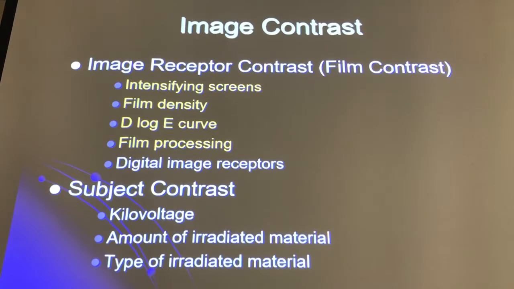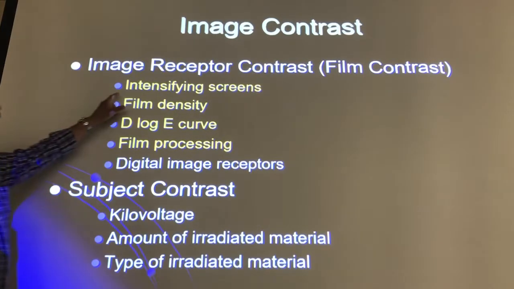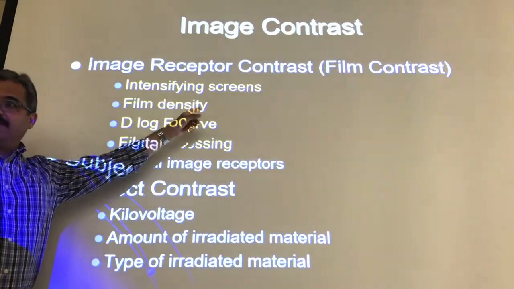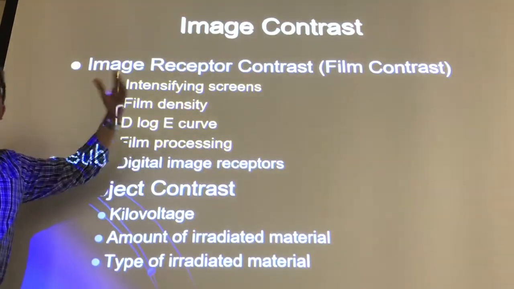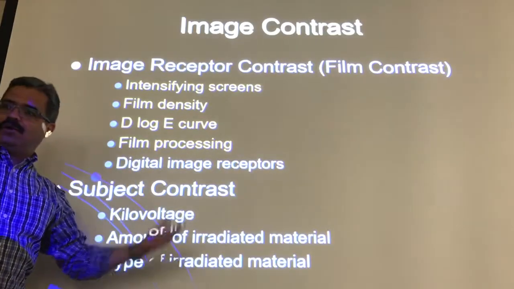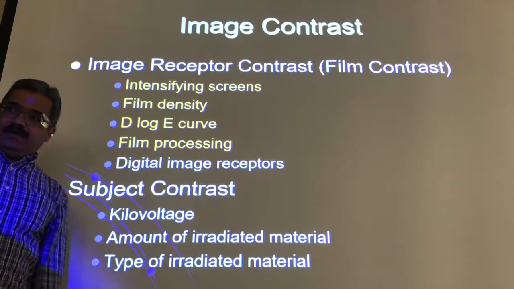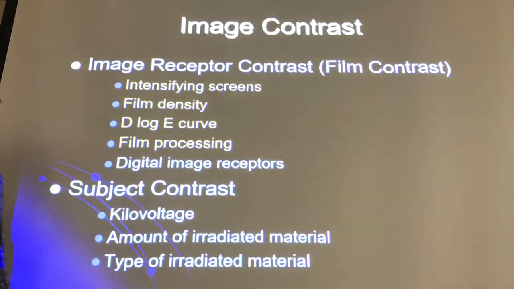Image receptor contrast is influenced by all of this, in addition to kVp. It will be influenced by the intensifying screen. What type of intensifying screen do you have? Is it fast, is it slow? How is it? Okay. The film density, so it's the film itself, not the intensifying screen, the film.